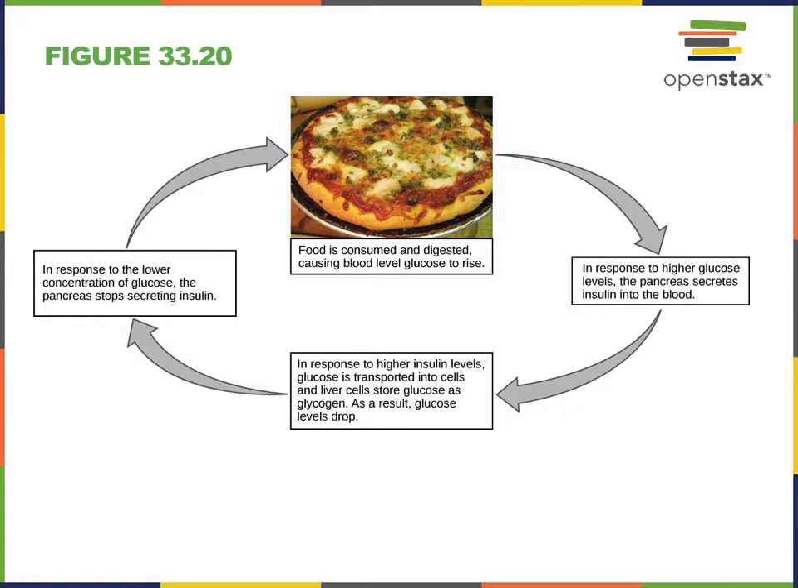In response to a lower concentration of glucose, the pancreas will then stop secreting insulin. So here you have a stimulus, which is the blood glucose level, and that blood glucose level then causes the pancreas, which is now the effector, to release insulin into the blood. That causes glucose to be taken out of the blood, and then in response to a lower concentration of glucose, there is no more insulin being secreted from the pancreas. So this is a classic example of a negative feedback loop.